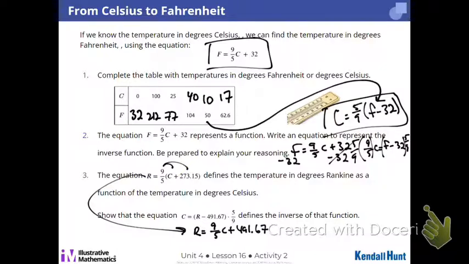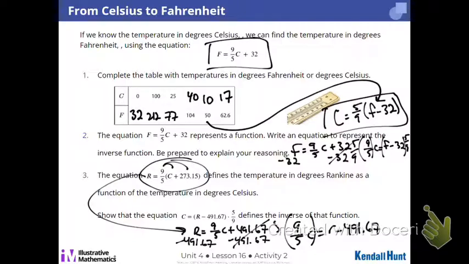9/5 times 273.15 is 491.67. And then to isolate the variable C, I would subtract 491.67. That gives me 9/5 C equals R minus 491.67. And then I'd multiply both sides by the reciprocal 5/9. And so there's that equivalent. C equals, there's that equivalent to show that it's the inverse and it's the same. But one would be good for going from Celsius to Rankine, and the other would be better for going from Rankine to Celsius.